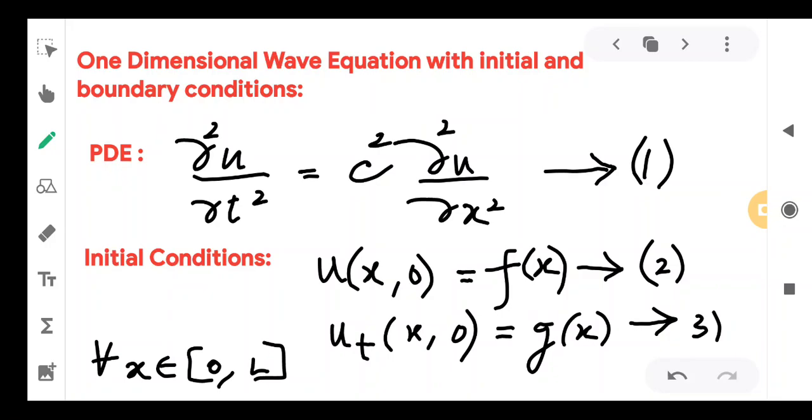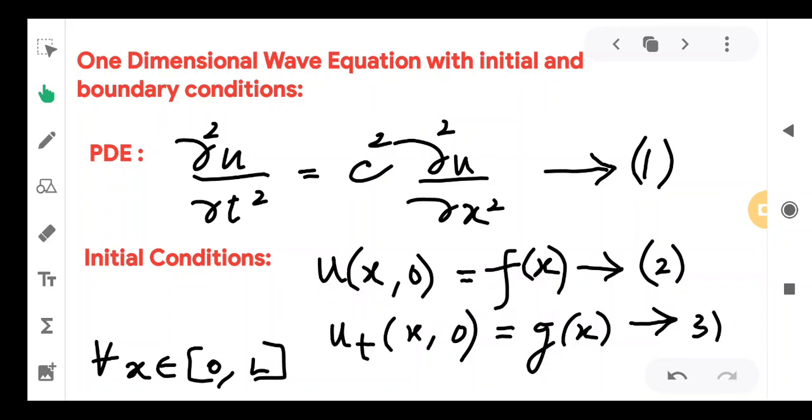In the last video, we have seen only this much: ∂²u/∂t² = c² ∂²u/∂x². But the entire description of the problem requires initial conditions as well as boundary conditions. So these are the initial conditions. That means at time t equal to 0, you know u is a function of x as well as t. At t equal to 0, initially it was f(x).